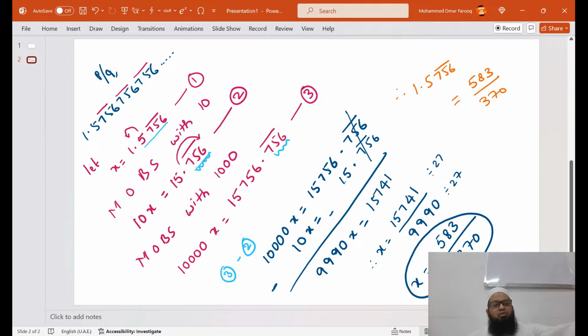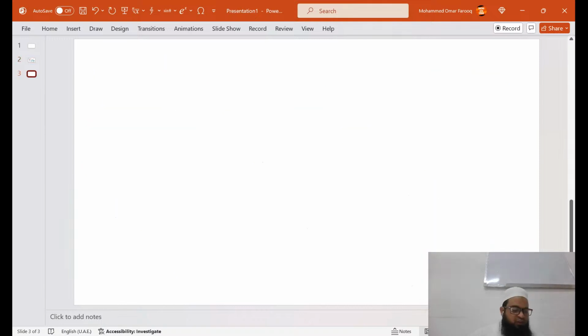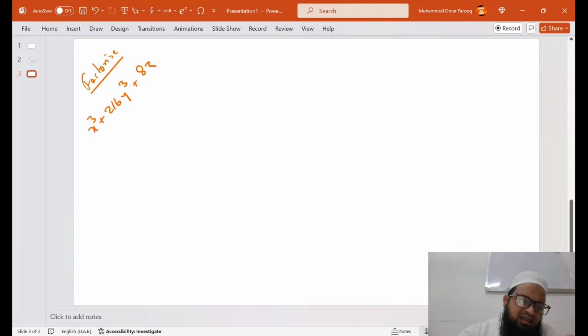Good. So now the next doubt asked by one of the students is, let me see the question. It is regarding the identities given in the polynomials. The question is: factorize x cube plus 216 y cube plus 8z cube minus 36xyz.